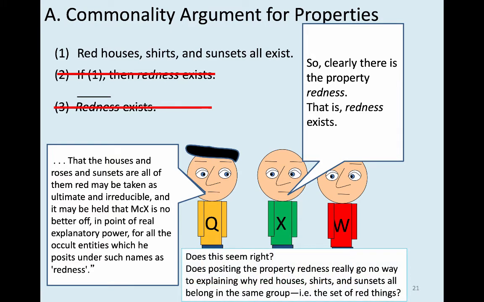Okay, and here's a question. Just sort of a discussion question, something to think about. Does positing the property redness really go no way at all to explaining why red houses, red shirts, and sunsets belong in the same group? That is, in the group of red things. You might think it does. You might think saying, look, red house and red sunset are both called red because they have a property in common, the property of redness. So it explains, for example, why we're disposed to call them the same thing, why our perceptual system treats them as similar, and so on and so forth.